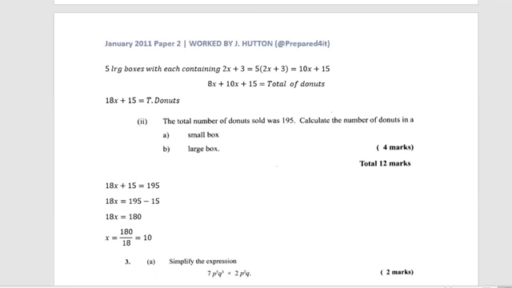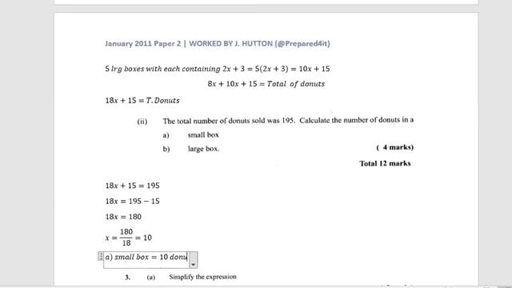Sorry, small box. Very good. So coincidentally, in this case, x, which we found, is also equal to the amount that is in the small box. If you remember from our table, it told us that in each box, the number of donuts in a small box is x. So therefore, for a small box, it will also be 10 donuts. A small box contains 10 donuts.